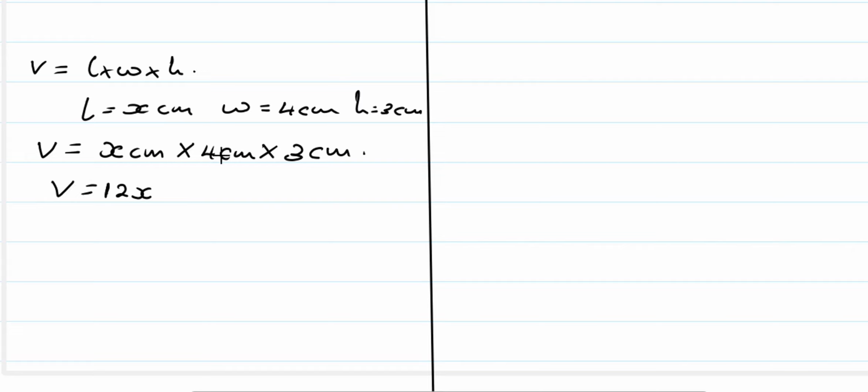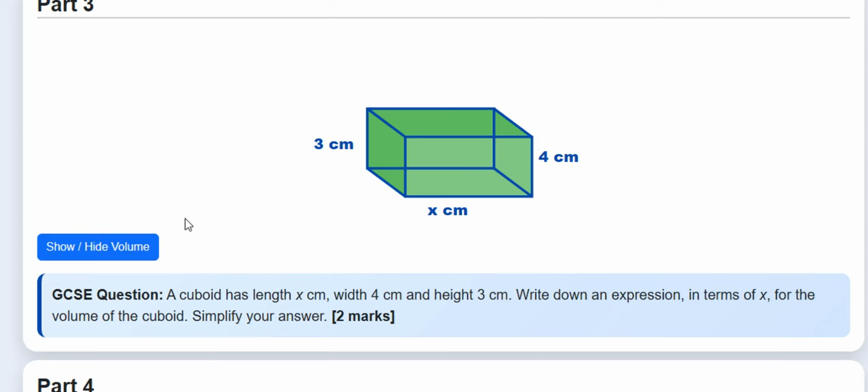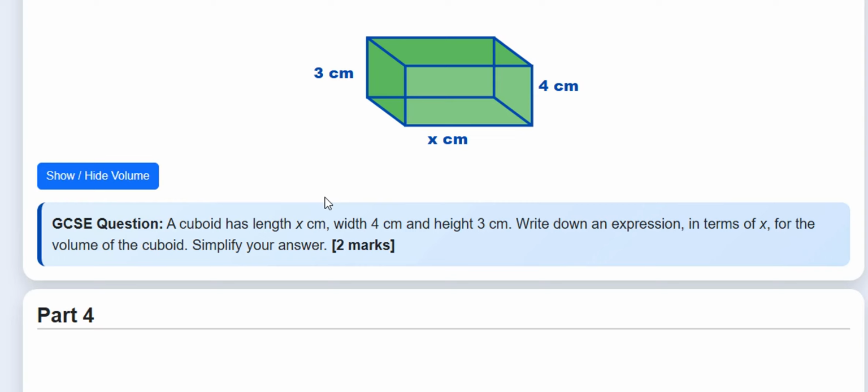But you see, we also have centimeters here and centimeters there, which are the units of the volume. So I'll multiply the centimeters together, so it will be 12x centimeters cubed. And that becomes the expression for the volume of this cuboid.